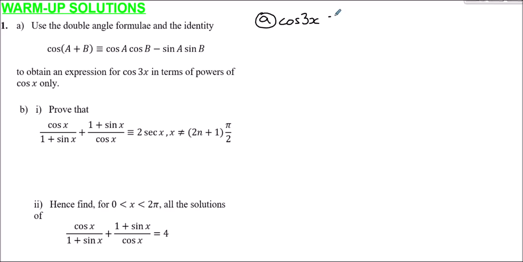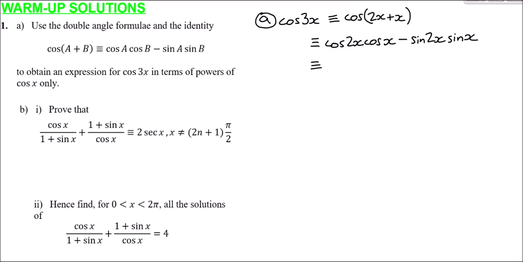So I'm going to split the cos 3x into cos of (2x + x). Then just using what I've got here, in our case A is 2x and B is a single x, this is going to become cos 2x cos x minus sin 2x sin x.